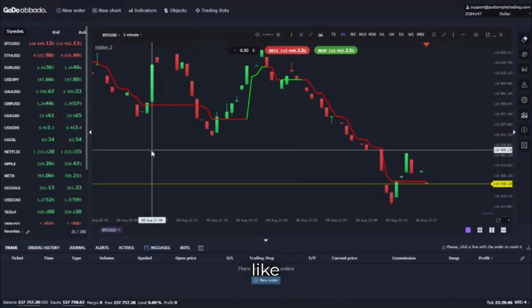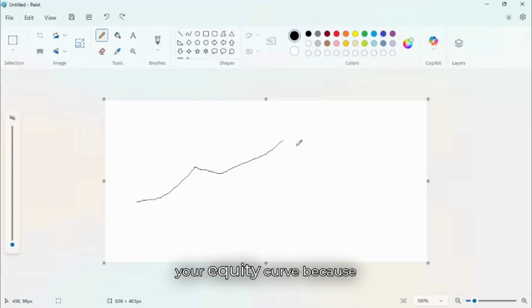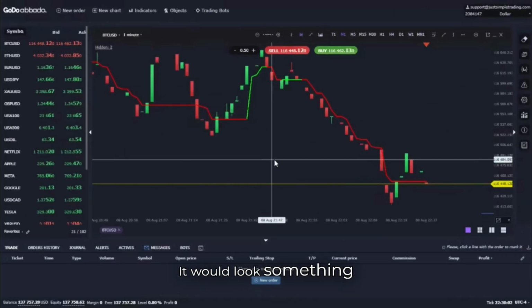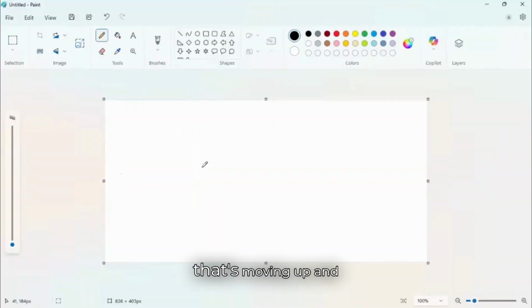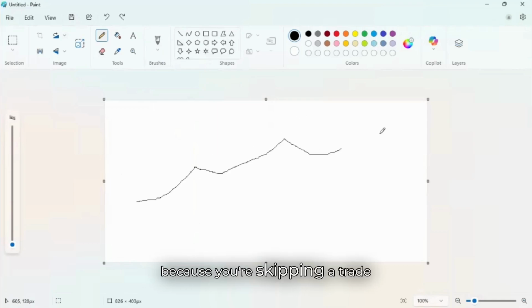What that does is create like a catapult slingshot on your equity curve because instead of drawing down, you would have just went up. It would look something like this. On your equity curve that's moving up and down like this over time, instead of us going down on that trade, we would have just went up. And what that does is it creates a more smoother equity curve because you're skipping a trade.